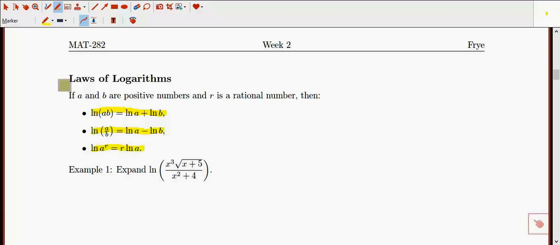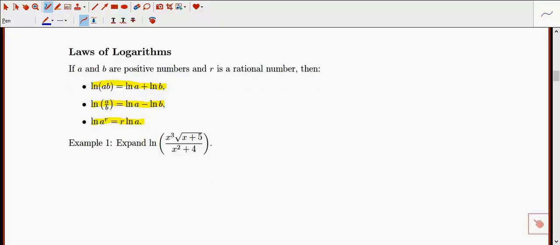Let's use these properties, which we are familiar with from pre-calculus, to do the following examples. Example number 1, expand ln of x to the third power times square root of x plus 5, all over x squared plus 4. Because we see a quotient, we will apply the log of a quotient, which becomes a difference of logs.